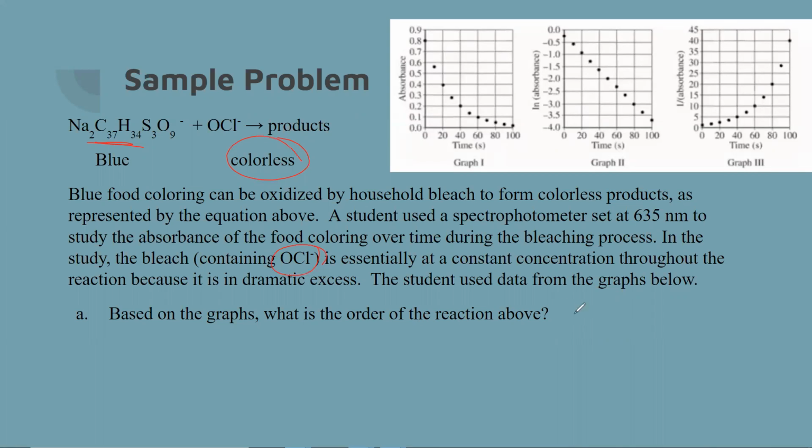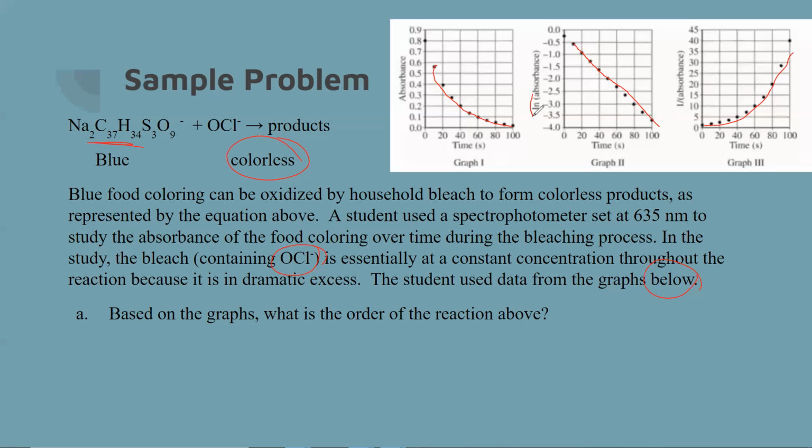The student used data from the graphs below, and I know it says below, but I actually moved them above because that made more sense. And it's asking you, based on the graphs, what is the order of the reaction above? So right away, I'm looking for a straight line. If you look at the data on the graph on the left, you'll notice that is not at all a straight line. That's a curve. The graph on the right, a curve. But the graph in the middle is pretty much just perfectly a straight line.